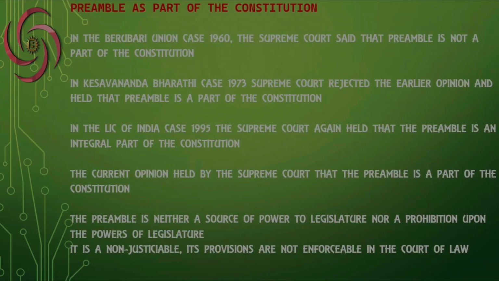The preamble is neither a source of power to the legislature nor a prohibition upon the power of the legislature. It is non-justiciable. Its provisions are not enforceable in a court of law.